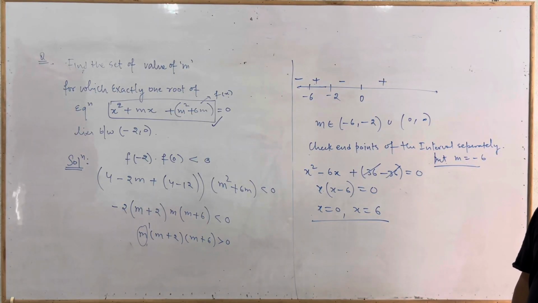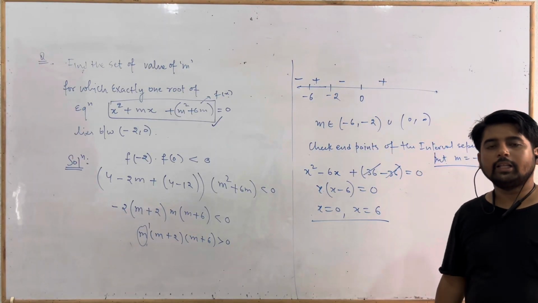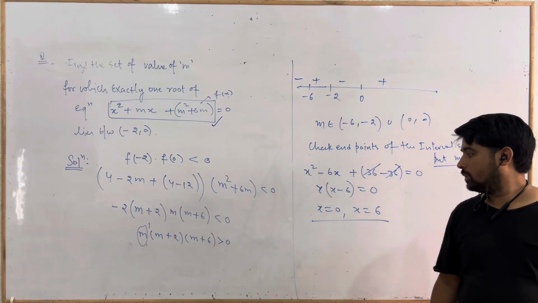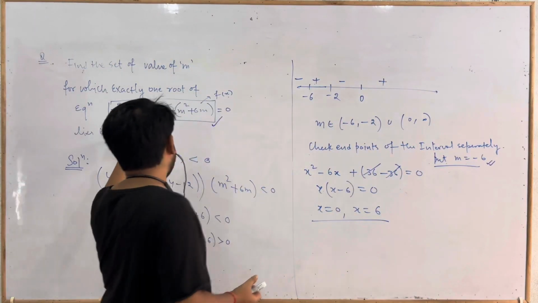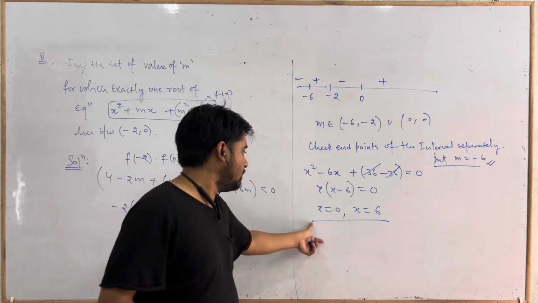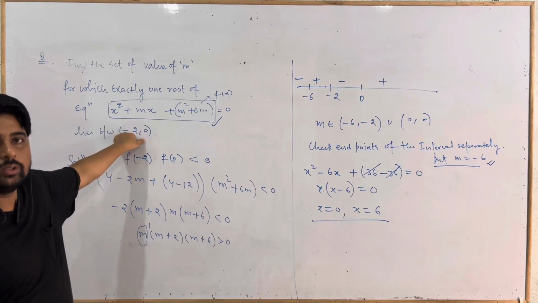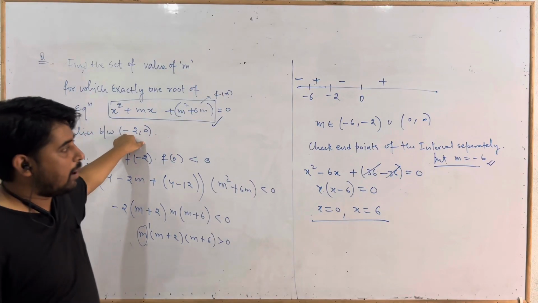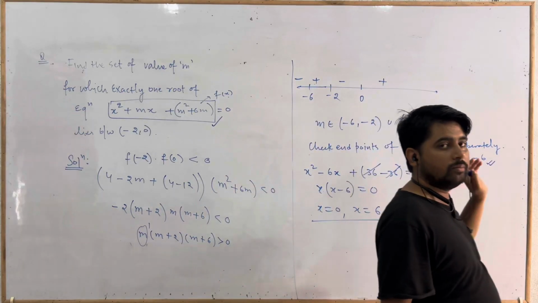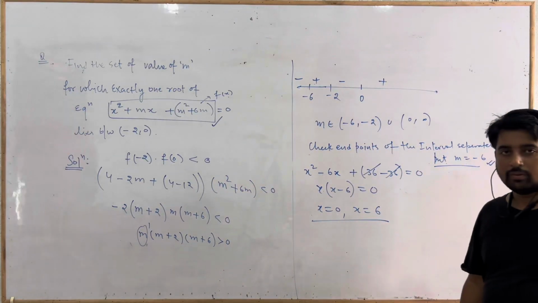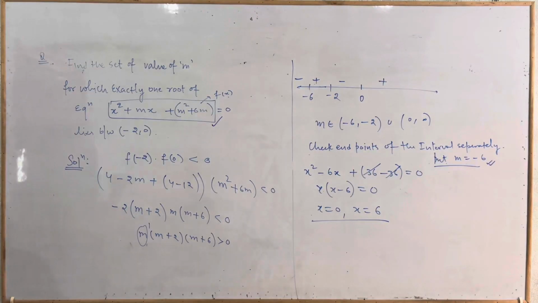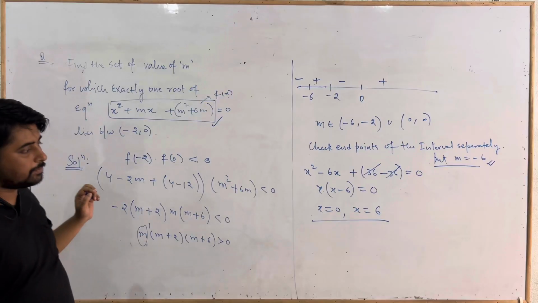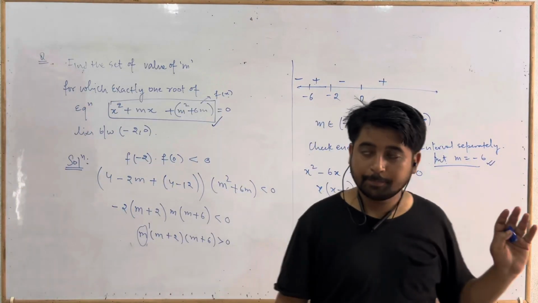Are you getting my point? I am putting m equal to minus 6, I am solving the equation, and I am getting two results. One is 0 and the other is 6. When I am checking, does exactly one of these roots lie in this interval? So no. That means I am not going to include minus 6. Is this point clear?